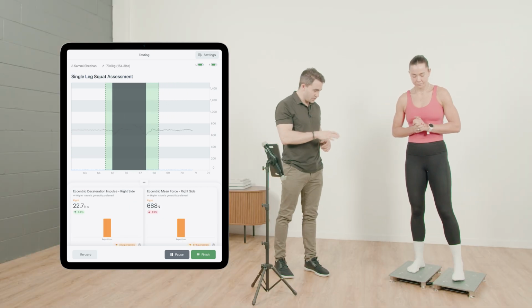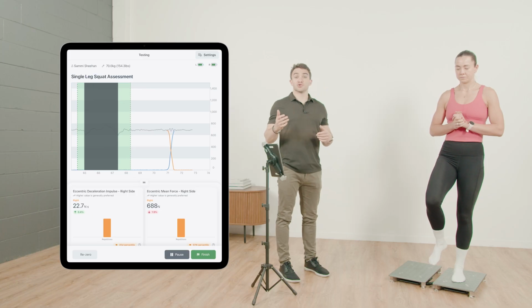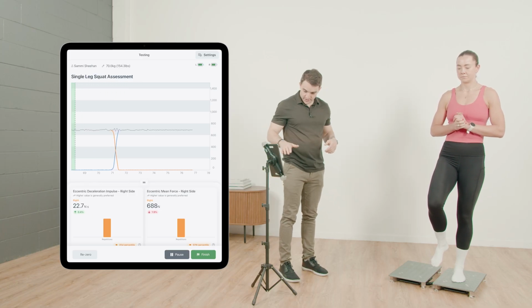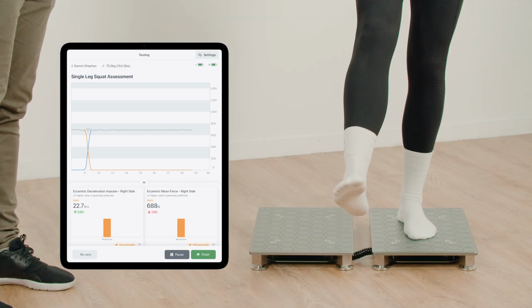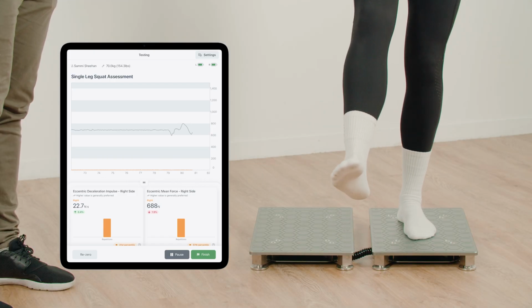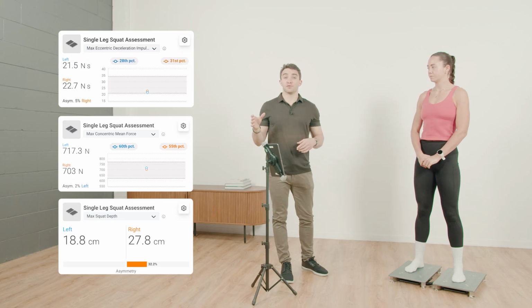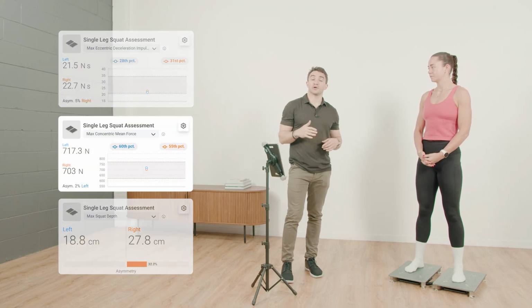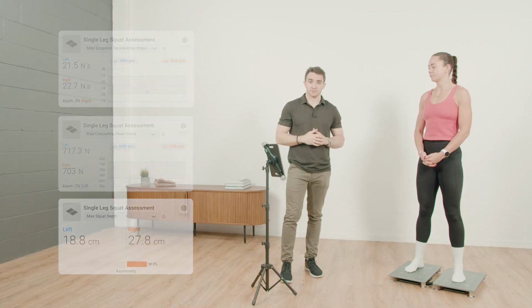Go to the other side. Hold steady for a sec. I don't care if it's a pistol squat or a skater squat, as long as the same technique is used on both sides. Trace is nice and stable. Sammy's on her left leg. When you're ready, go for it. Nice. And relax. And what we're looking at here is a few different metrics. We're going to look at the eccentric force and the concentric force, and we're also going to compare the depth on both sides.